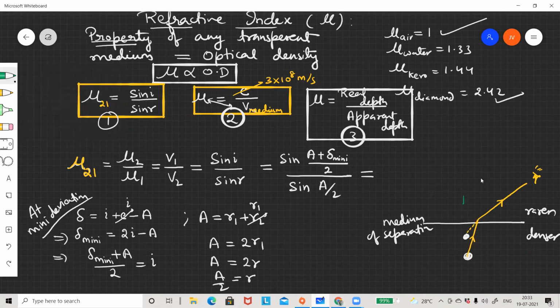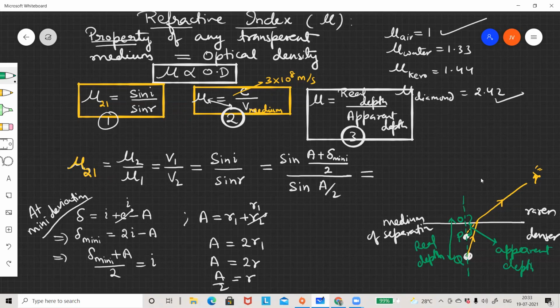Here, if I draw a straight line, this is say O, and this is some point. A is already occupied, so I'll use P and Q. OQ distance is real depth, and OP distance is apparent depth. Apparent depth means it appears to be there, but it is not there.